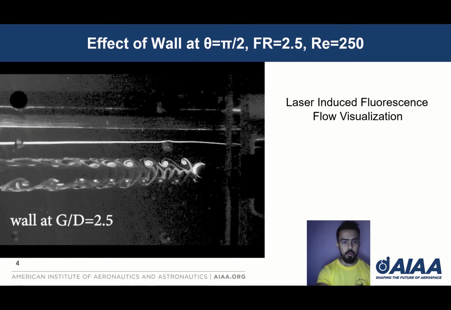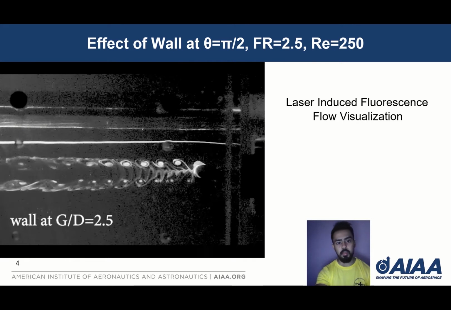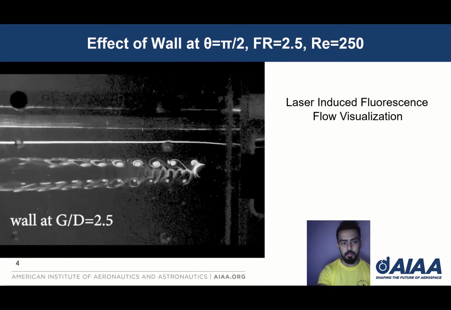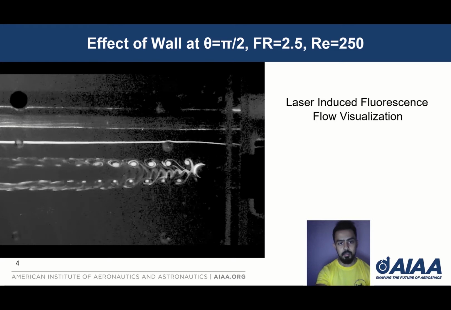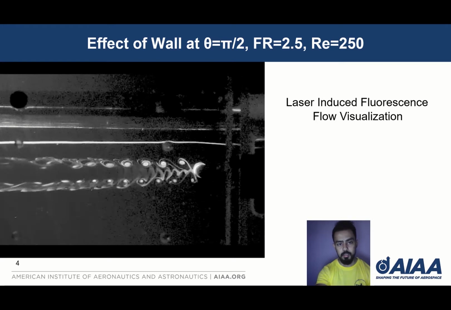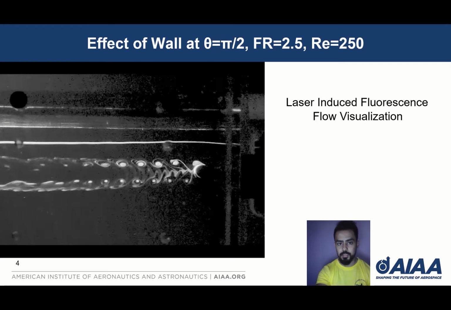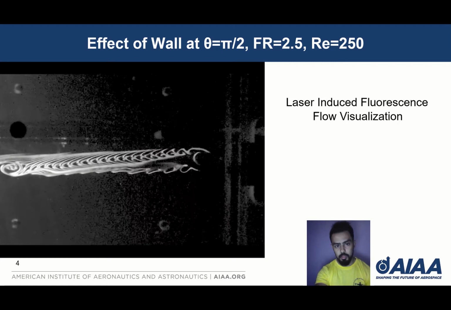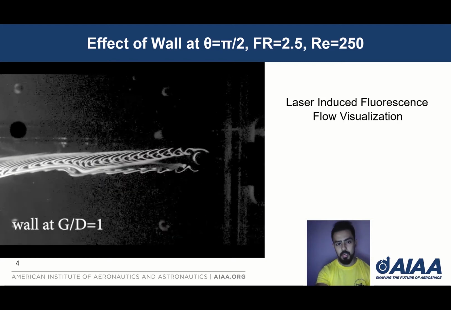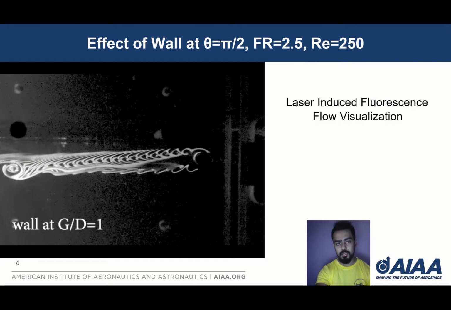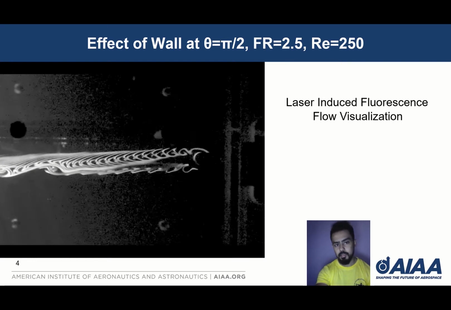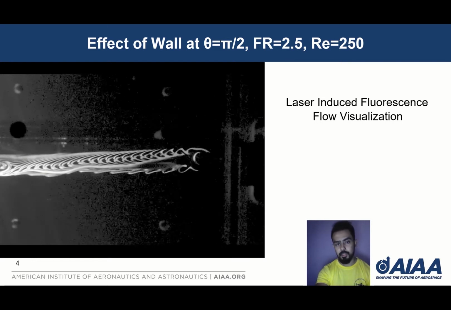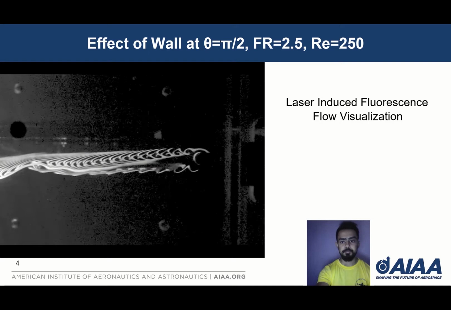So here we have the no wall case. Now we have the wall at G by D equal to 2.5. We can see that the wall boundary layer is not interacting with the vortices shed behind the cylinder. Then when we move the wall close to the cylinder at G by D equal to 1, we can see that the vortices shed behind the cylinder are strongly affected by the boundary layer of the wall.